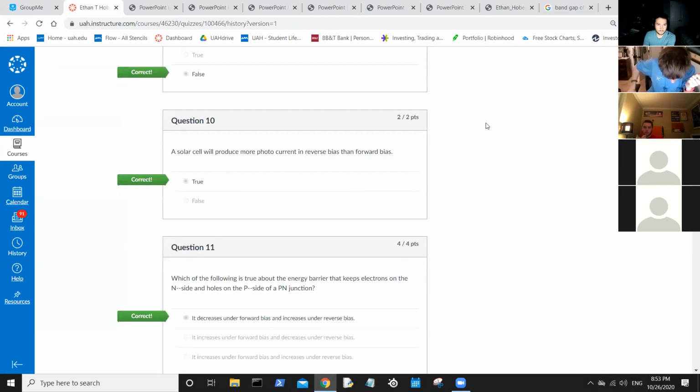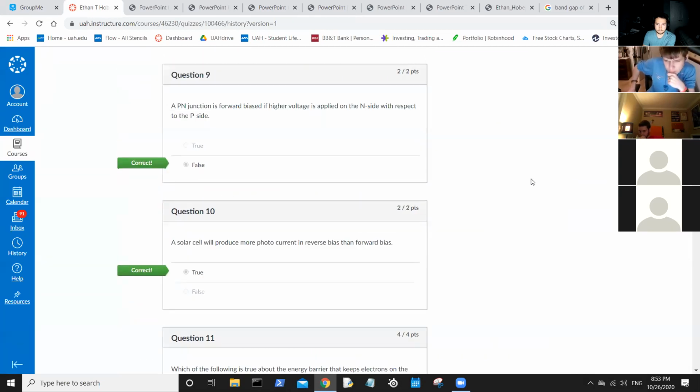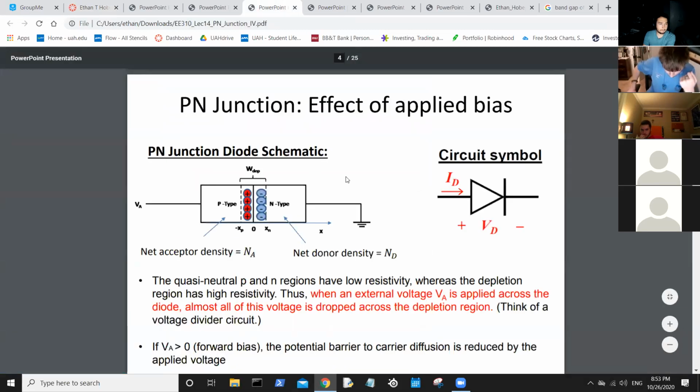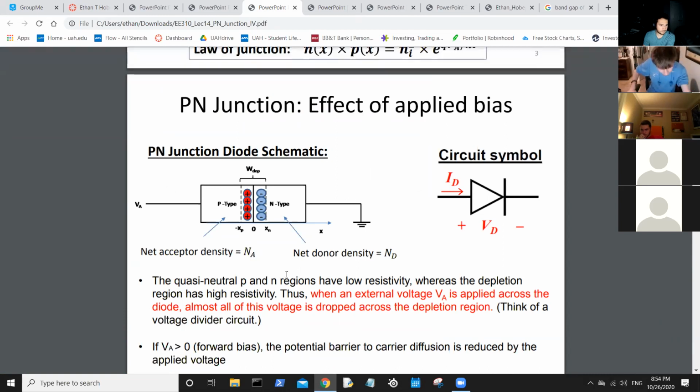Wait, can we take a quick detour? Go back to your last slide. I just noticed, but I never could understand the quasi-neutral. Could you give me a brief explanation? It's the first bullet point below. The quasi-neutral. I don't understand. Is that something that we should know for this quiz?